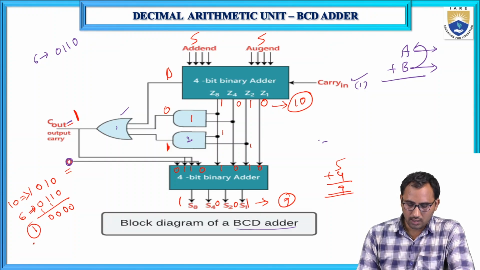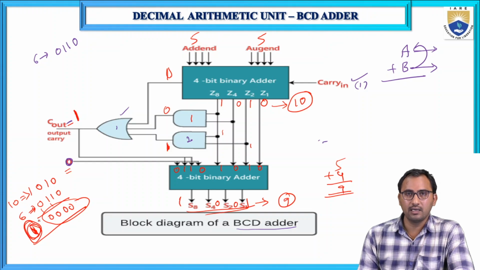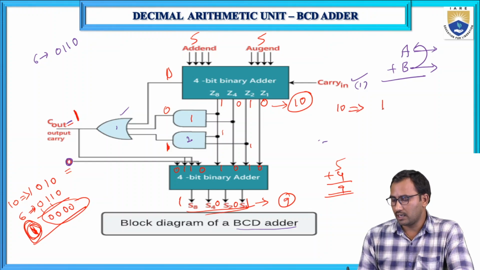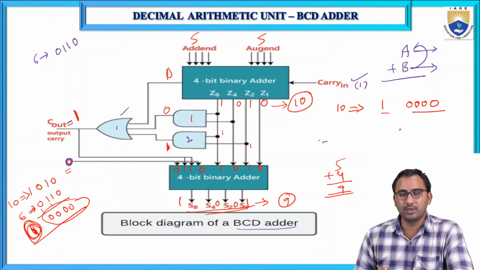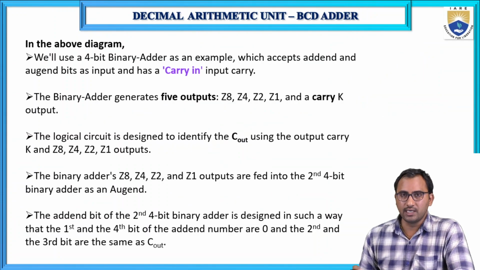Okay. So that means the sum we have is 0, and here it is a carry. This carry indicates that the result is greater than 9. So how are we representing 10 in BCD form? 1, 0, 0, 0, 0. So it is the actual representation of the BCD number. In this way, the BCD adder will add any two BCD numbers.